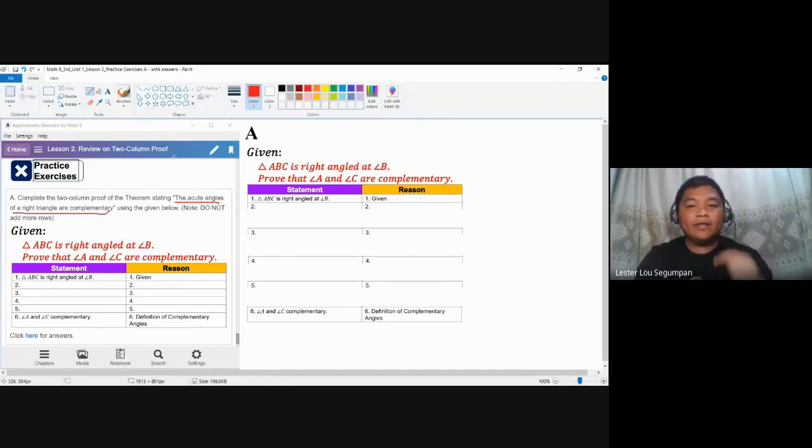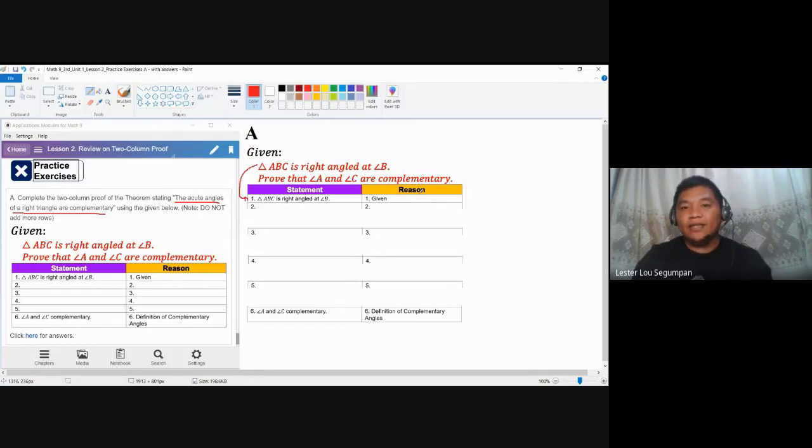I already have given the first row and the last row. The first row is always placing the given. If we are going to construct something else, we could also use that as a part of our proving construction. We could actually apply it after we have placed the given. Because in any situation, we should always start with the given. And that's already a bonus. Here, we are given the situation that triangle ABC is right angled at B. So place that as your first statement and simply state the reason.